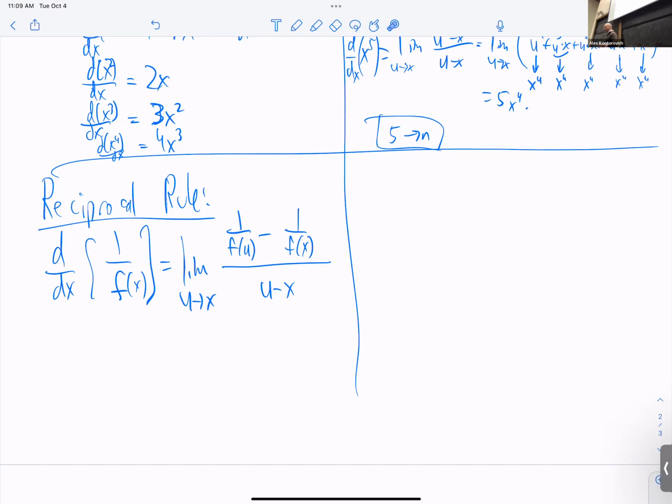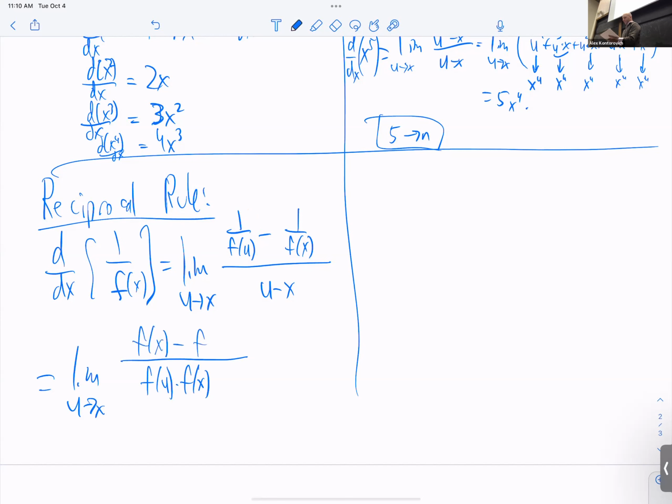Did anybody simplify the fractions? Dan, what'd you get? So it's a limit as u goes to x. Just how did you simplify this 1 over f of u minus 1 over f of x? So I made sure they have a common denominator. Yeah, what's the common denominator? F of u times f of x. Beautiful, that's a common denominator. So then it'd be f of x minus f of u. Beautiful. And then that's the numerator, and then I have to divide that by u minus x, which let me combine like this. Did anybody get this far? Just doing a little bit of algebra. Does that make sense?